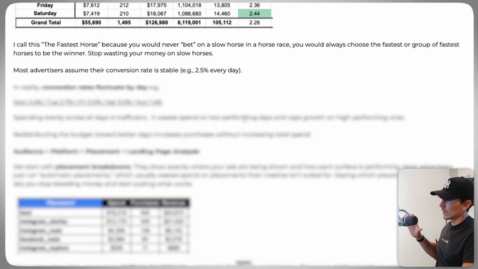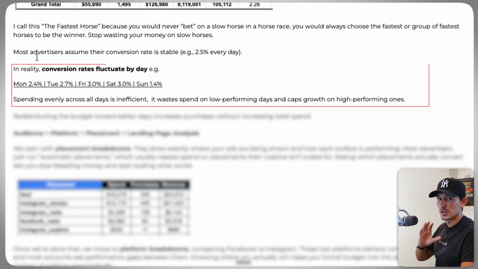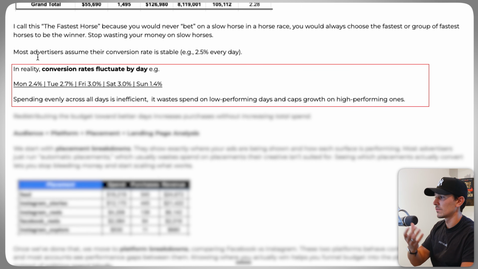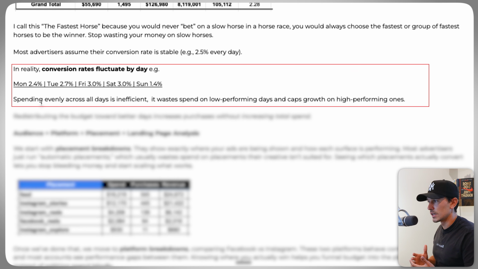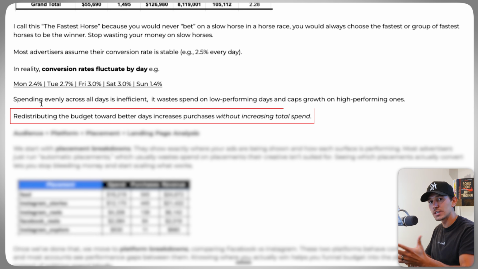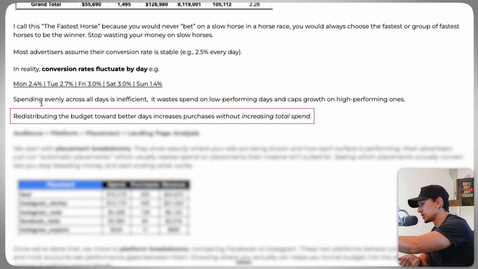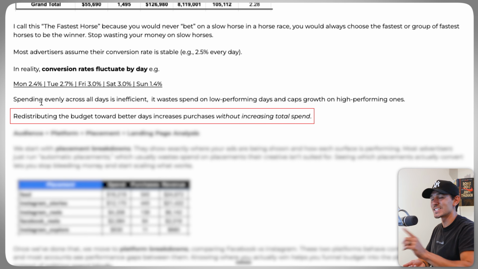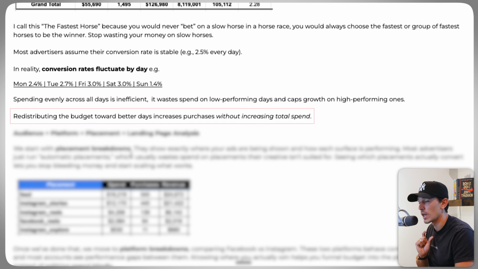So the important part that we just need to understand is that conversion rates fluctuate by day. They fluctuate in your business. They fluctuate in most businesses. Spending evenly on all days is very, very inefficient. It wastes spend on low performing days and it caps growth on high performing days. We always want to redistribute the budget to the top performing days of the week. And that doesn't mean we're even going to increase our total ad spend.